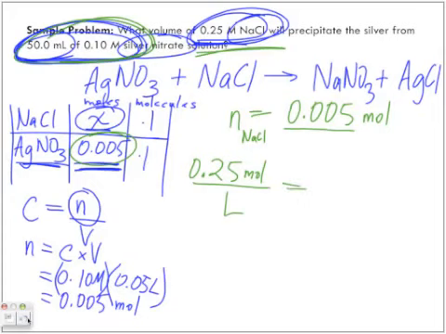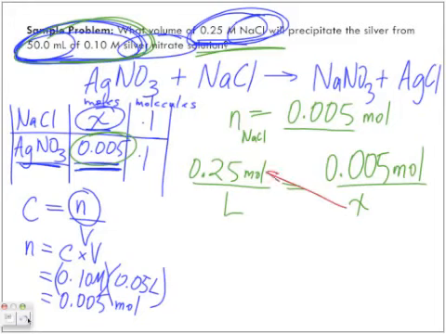We have 0.005 moles, but what don't we have? The volume of the silver nitrate that's being used. So that is what we're trying to find. That is our unknown. So we want to rearrange this equation so we can have X up at the top. So we're going to bring X over.